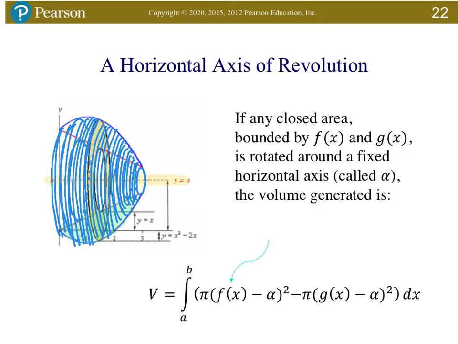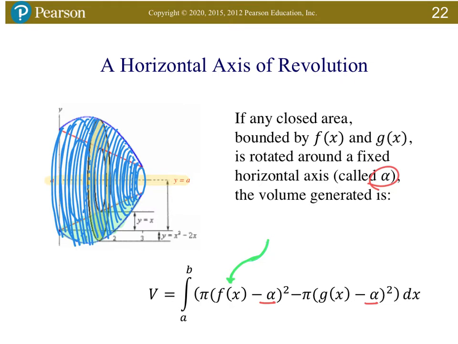All right, so we need to add some subtraction because we're moving the axis of rotation. So we call this axis of rotation alpha, and we insert an alpha as a subtraction within the radius of what we're doing. So we're going to do (f of x minus alpha) and (g of x minus alpha) quantity squared. The other thing you've got to notice is this f of x piece right here.